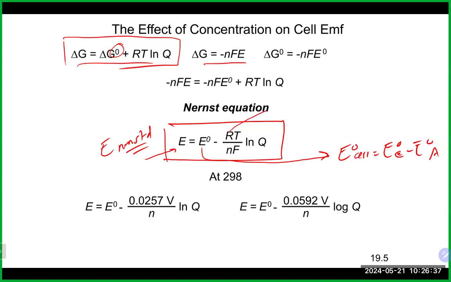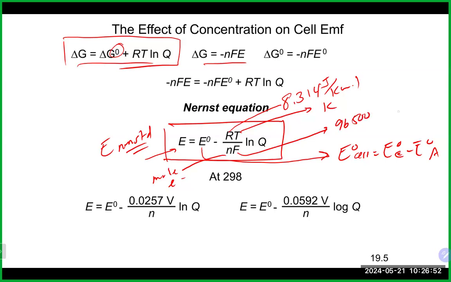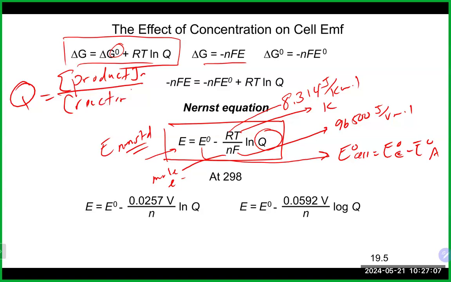The rest of these are still the same things we've been using: 8.314 version of our gas constant, our temperature still in Kelvin, our n still the moles of electrons, our F still Faraday's constant, 96,500. And Q is still the same Q that we've used all over these chapters. It is just like our K, which is the concentration of our products divided by our reactants. Or if we're dealing with pressures, it would be the partial pressures of our products over our reactants. We still do the same things we do with K. If there's a coefficient, we use that as the exponent.